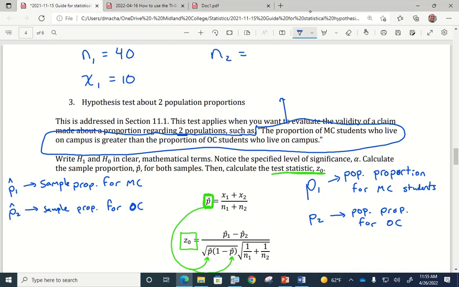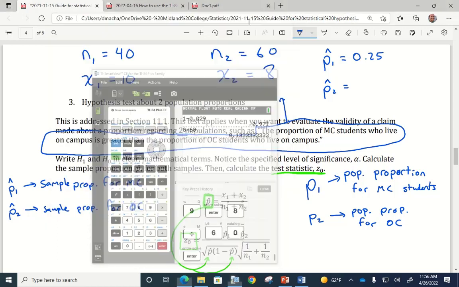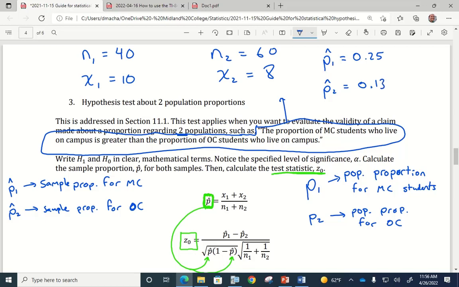And then I conduct the same survey at Odessa College, and I find 60 students to participate in my random survey. And out of those 60 students, let's say that 8 live on campus. So then I would say my P1 hat would be 10 divided by 40, which would be 0.25. And my P2 hat would be 8 divided by 60, which is 0.13. My plain P hat with no 1 or 2 means that I'm going to add up the x's and then divide it by the sum of my sample sizes. So that would be 18 out of 100, or 0.18, just following that formula.